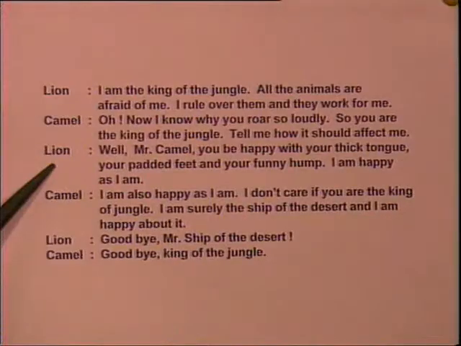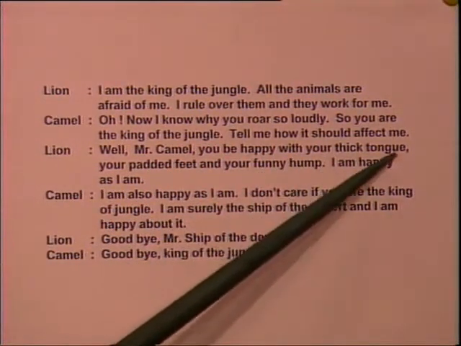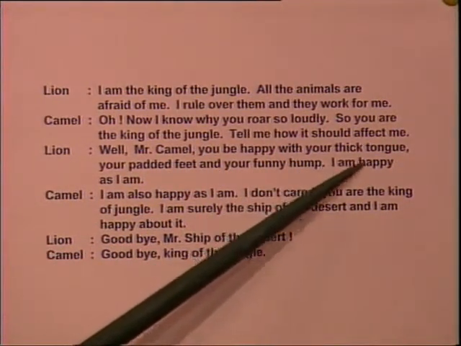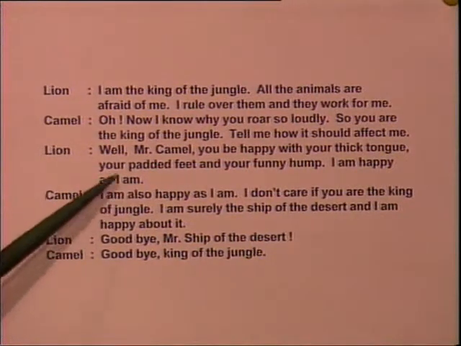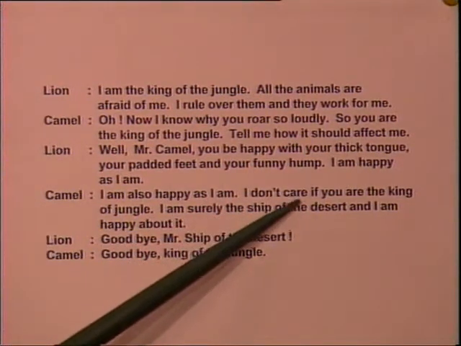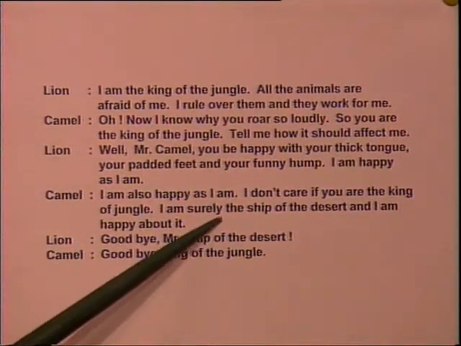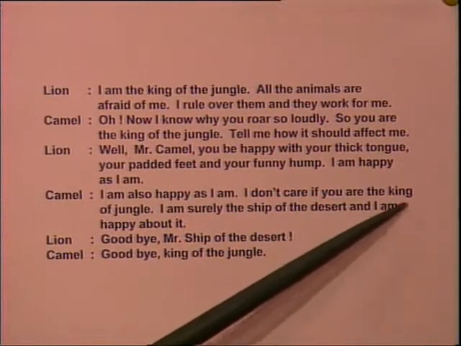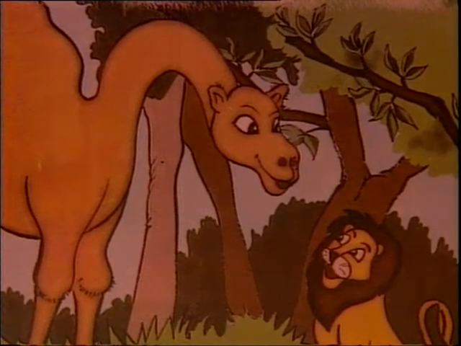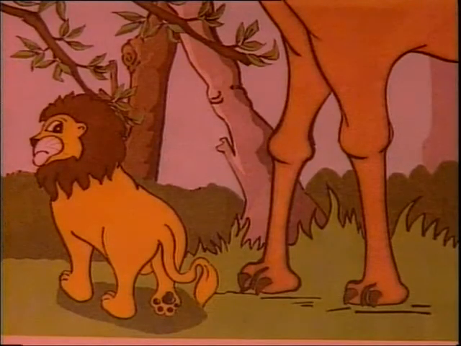Let's read. Lion: Well, Mr. Camel, you be happy with your thick tongue, your padded feet, and your funny hump. I am happy as I am. Camel: I am also happy as I am. I don't care if you are the king of the jungle. I am surely the ship of the desert and I am happy about it. Lion: Goodbye, Mr. Ship of the Desert. Camel: Goodbye, King of the Jungle.